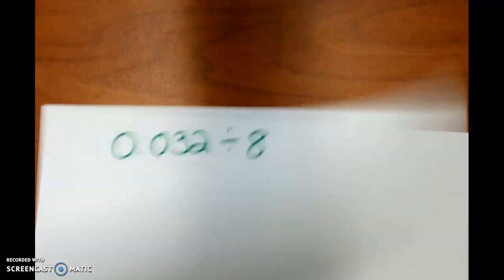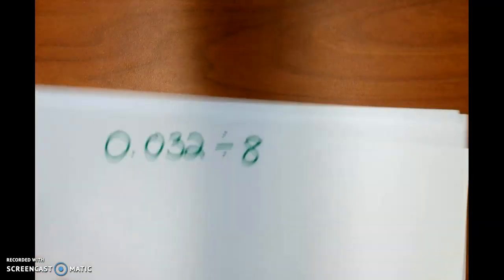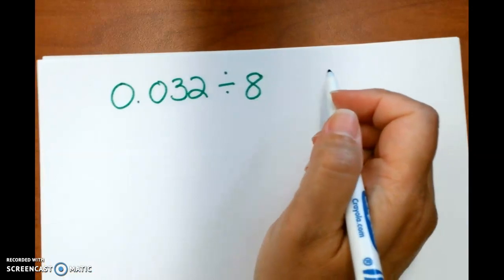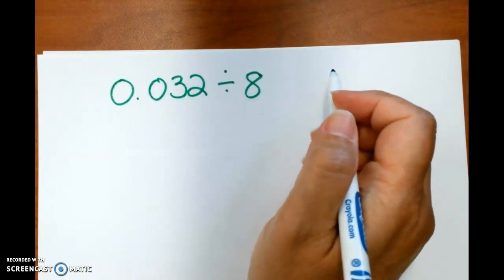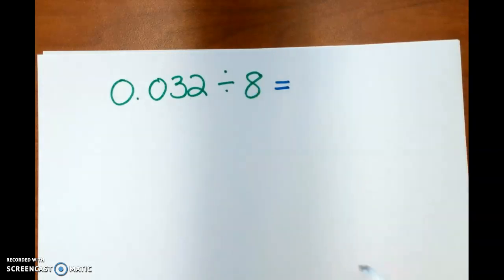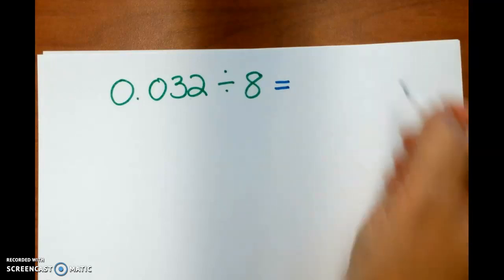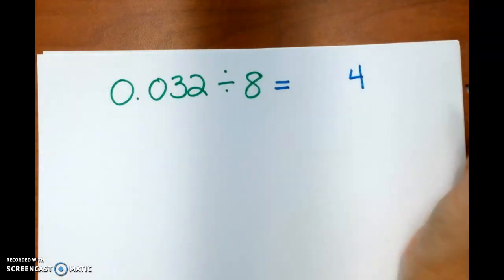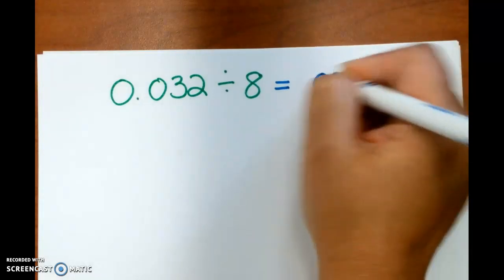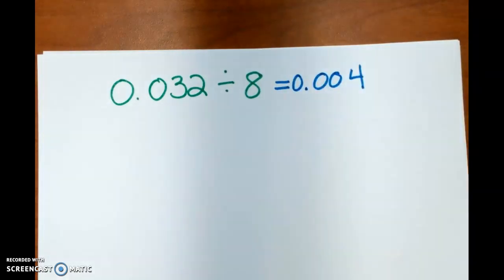This is awesome. Let's try this one without drawing the place value chart. So 32 thousandths divided by 8. Well, what is 32 divided by 8? I know that's 4. So 32 thousandths divided by 8 is 4 thousandths. Okay, we're doing awesome.